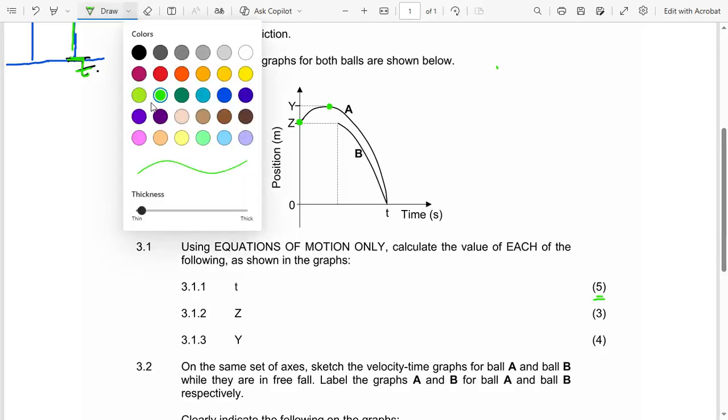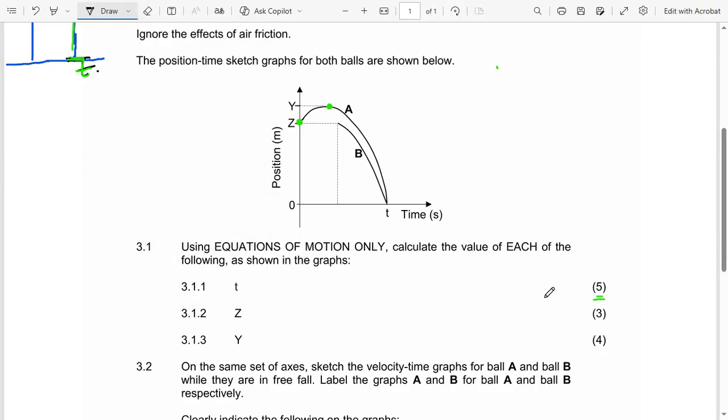Now, I really don't like when you guys donate marks because of those silly mistakes that you make. So using the equations of motion, calculate the value of each of the following shown in the graphs. The equations of motion, and we need to find t. What is t? t is going to be the time that both of these balls hit the ground.